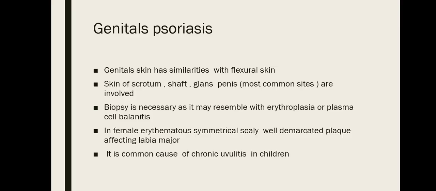Genital psoriasis affects genital skin. Genital skin has similarity with flexural skin. It usually involves the skin of the scrotum, shaft, and glans penis. The glans penis is the most common site affected in genital psoriasis. A biopsy is necessary as it may resemble erythroplasia or plasma cell balanitis. In females, erythematous, symmetrical, scaly, well-demarcated plaques affecting the labia majora are commonly noticed.